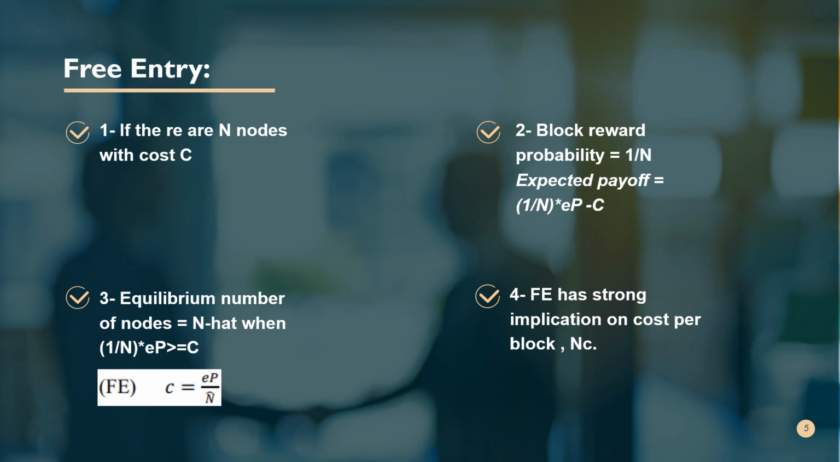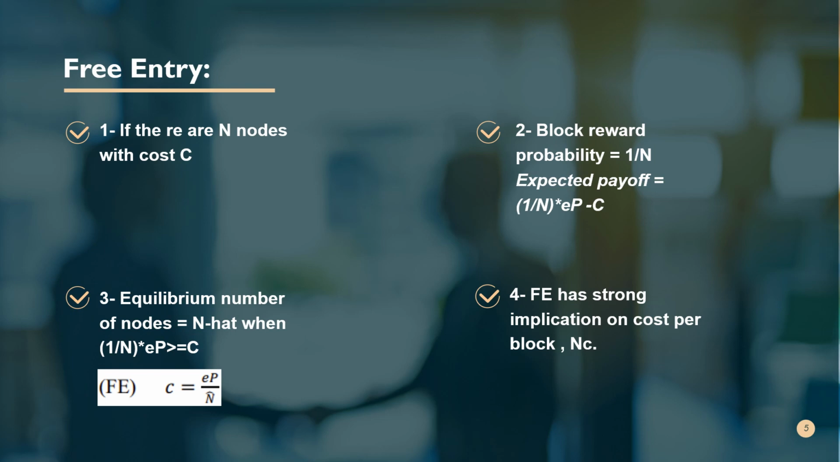As we mentioned, EP is the dollar block reward. Assuming that all nodes are honest, their number n in equilibrium is determined by a free entry constraint, whereby the equilibrium number of nodes n hat will be the highest n such that 1 over n times EP is greater than or equal to C. That means C is equal to EP over n hat. We call this condition FE, or free entry.